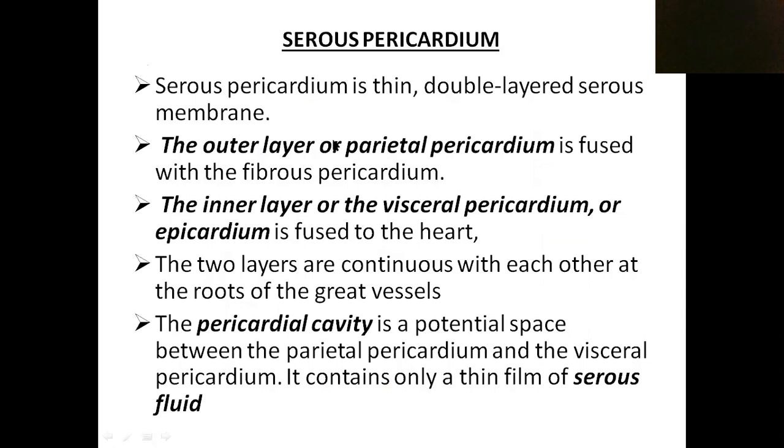So some details of the fibrous pericardium is clear now. Now we are going to discuss the serous pericardium. Serous pericardium is a thin double-layered serous membrane. What are the two layers? Outer layer is known as parietal layer, and the inner layer is the visceral layer. So it is having two layers, outer parietal layer and inner visceral layer.